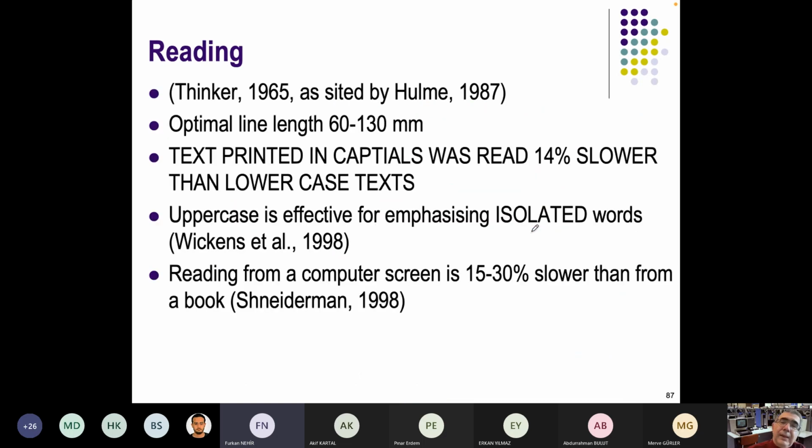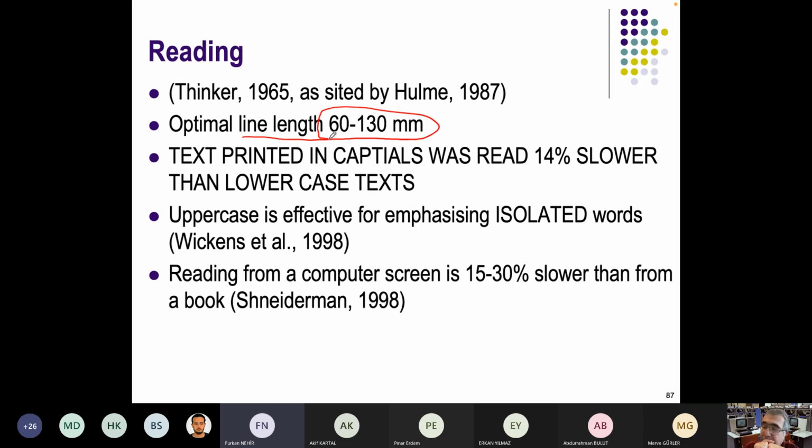So studies are done in reading by a lot of people, and they found out that the optimal line length for fast reading and good comprehension is between 6 centimeters and 13 centimeters wide. So between 6 and 13 centimeters is good reading. Anything longer than that from the reading distance will be read with more difficulty and will be read slower.